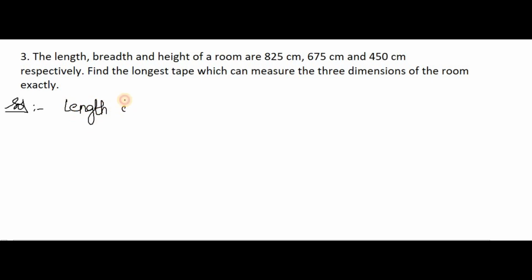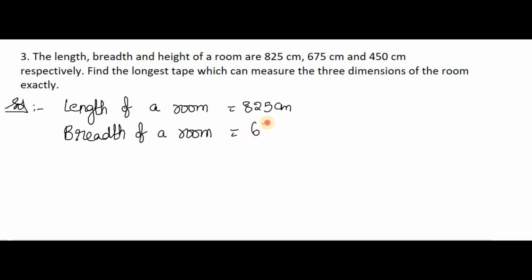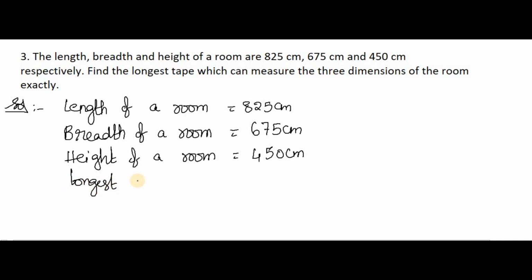So the steps will be, length of a room is equal to 825 centimeters. Breadth of a room is equal to 675 centimeters. Height of a room is equal to 450 centimeters. And now longest step is equal to HCF of 825, 675 and 450.